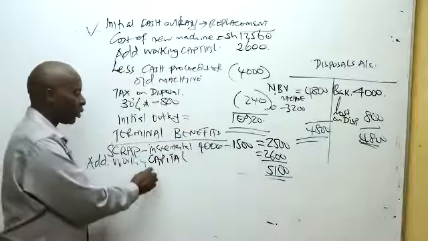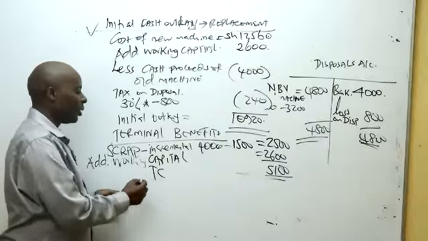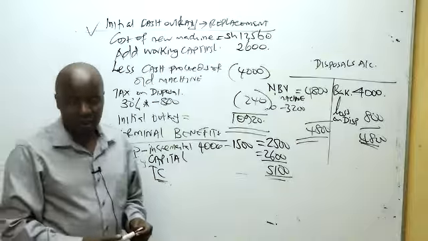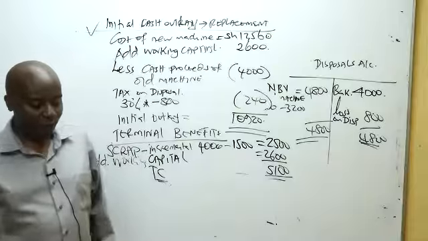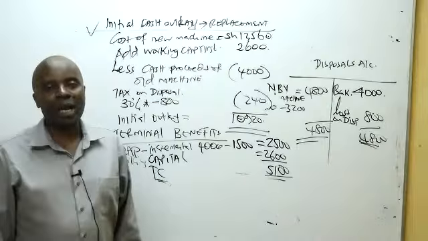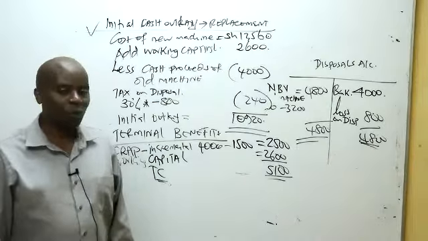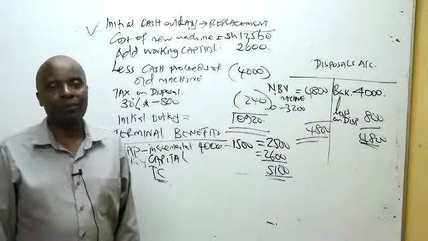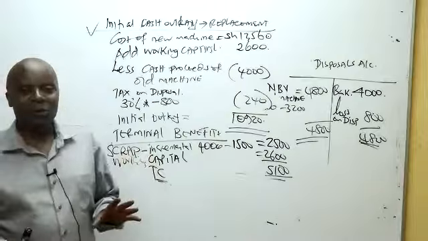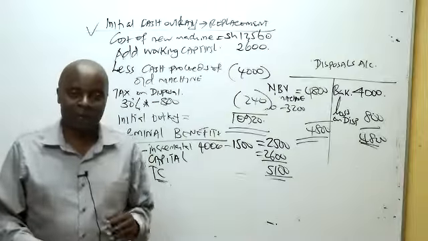So this is what we call the terminal cash flow. The terminal cash flow is 5,100.